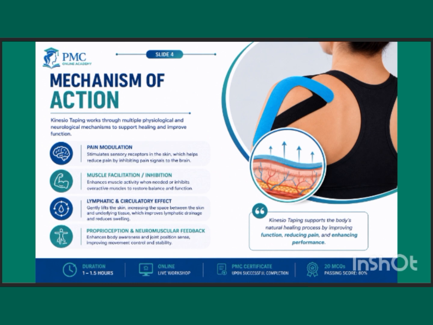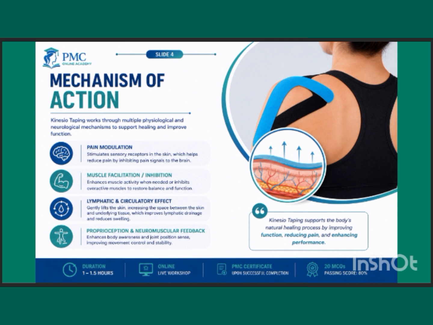Third is improved proprioception. Proprioception means the body's awareness of its position and movement. The tape continuously stimulates the skin, giving the brain additional sensory feedback. This may improve movement awareness, joint control, coordination, and balance, especially during rehabilitation and sports activities.